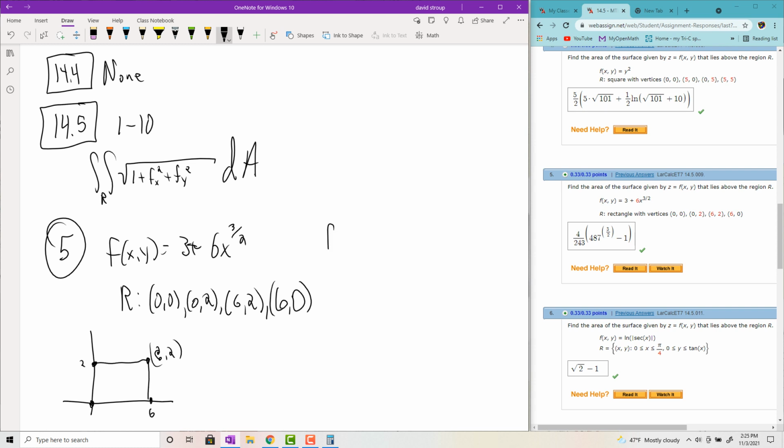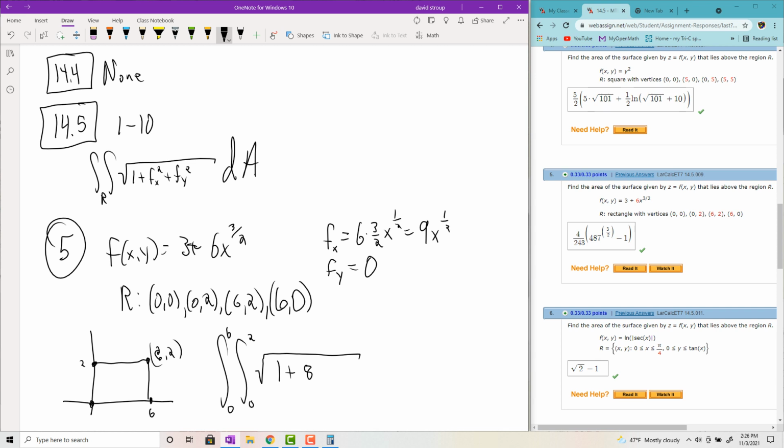So in order to pull this off, I need f with respect to x. That's going to be 6 times 3 halves x to the 1 half, which is 9x to the 1 half. I need f with respect to y. That, of course, is 0. And so my double integral will be integrating from, let's do dy first, y equals 0 to y equals 2, and then x equals 0 to x equals 6. Our integrand will be the square root of 1 plus 81x plus 0, and then dy dx.